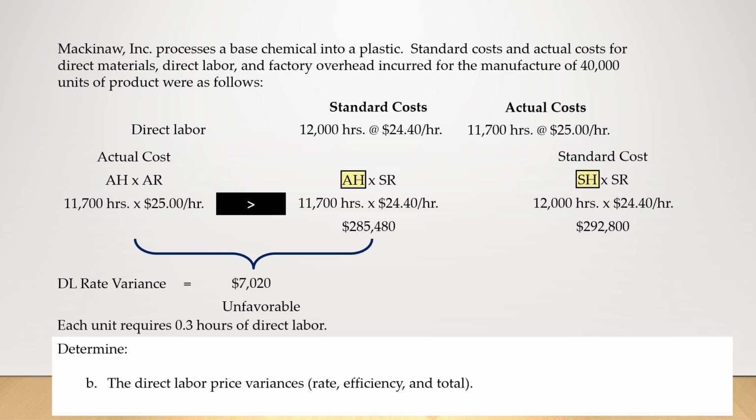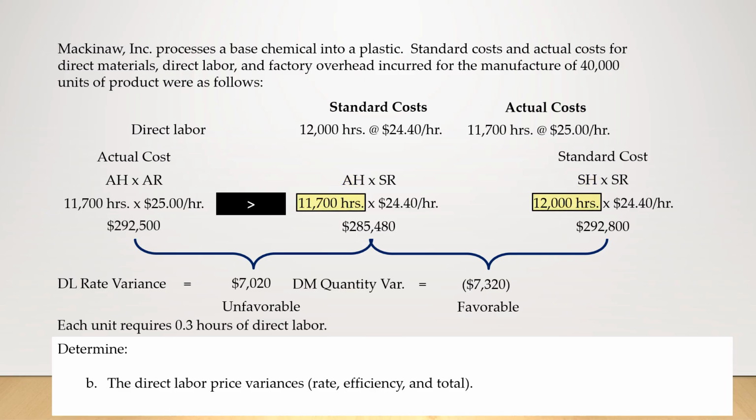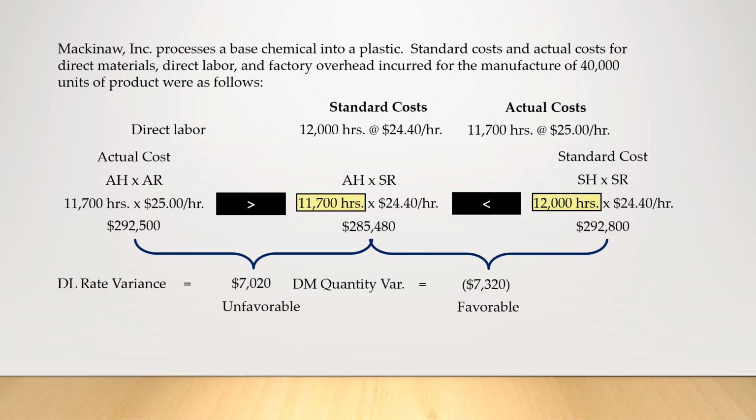The difference between the actual and standard hours times the standard rate is the direct labor efficiency variance, $7,320. Favorable or unfavorable? Favorable. The actual hours worked by the employees is less than the standard hours. Mackinac's employees were able to manufacture these 40,000 units in less time than expected. The total direct labor variance will be $300 favorable.